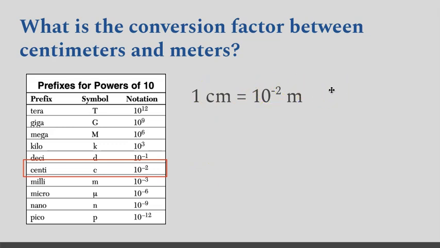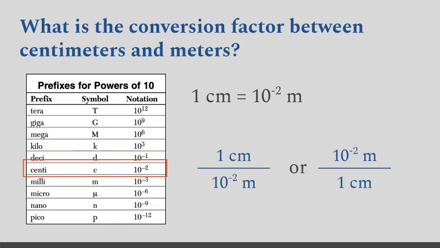It's very, very important that you don't accidentally write 1 meter equals 10 to the negative 2 centimeters, because that's not true and you will get all your answers wrong. Sometimes I like to think of a giant 1 popping up right here before all these prefixes. 1 centimeter equals 10 to the negative 2 meters. Now this could be written as 1 centimeter over 10 to the negative 2 meters, or it could be written as 10 to the negative 2 meters over 1 centimeter. And when we do our actual problems, you'll see how you're supposed to figure out which one to use.